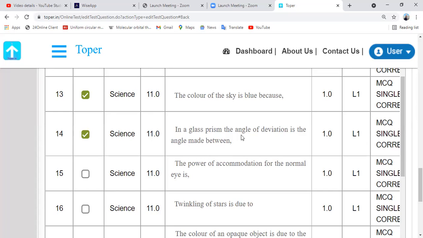In a glass prism, the angle of deviation is the angle made between the incident ray and the emerging ray.